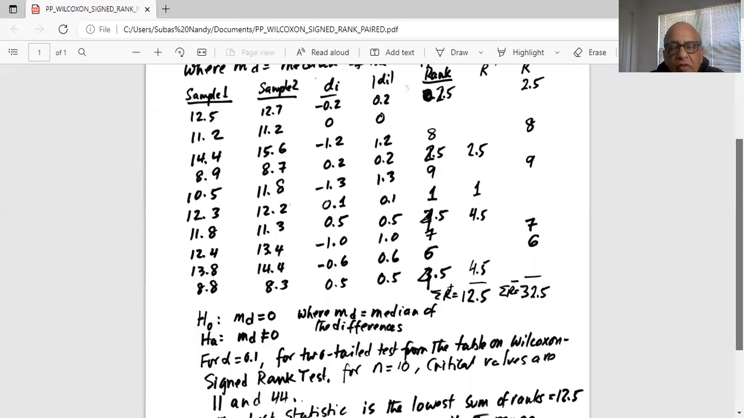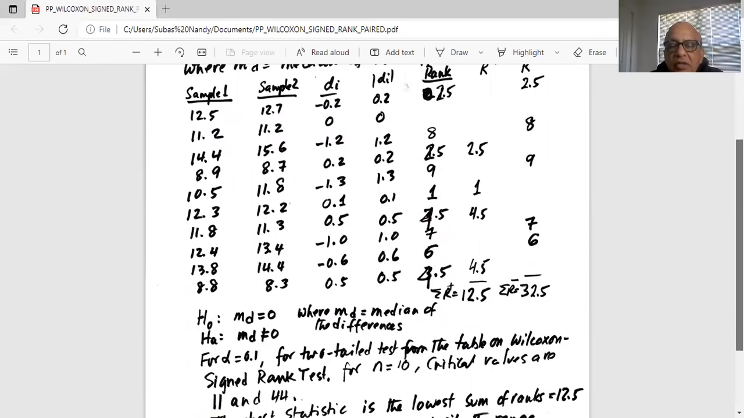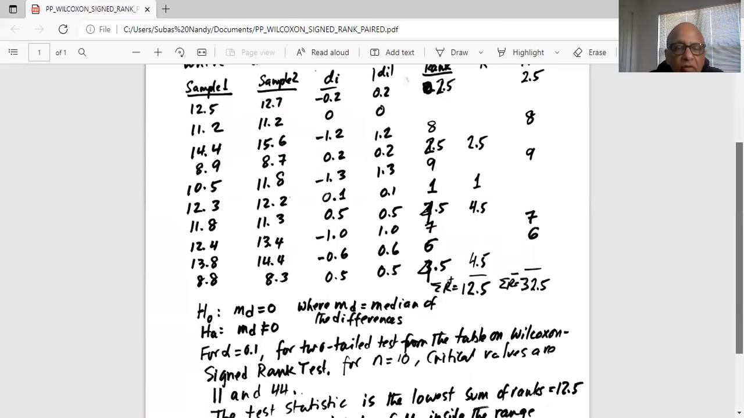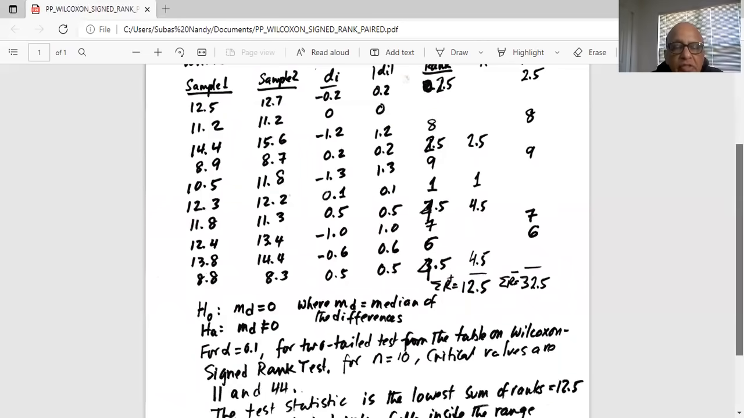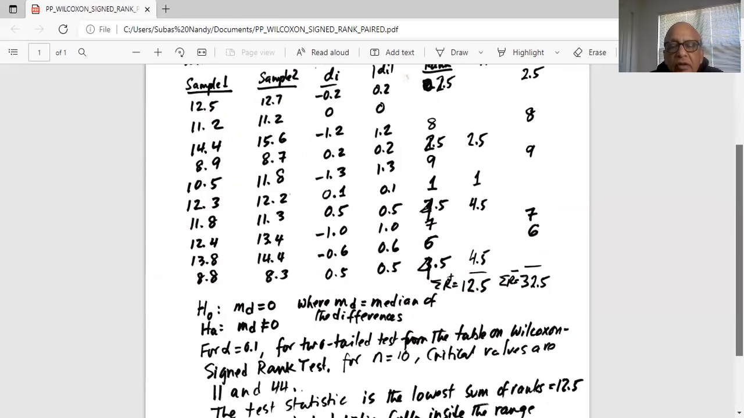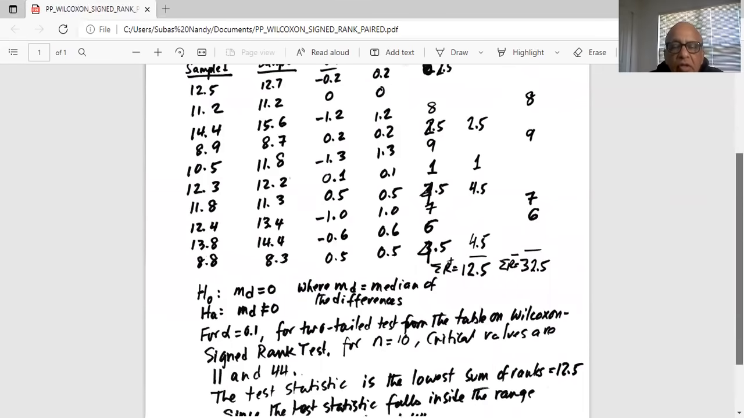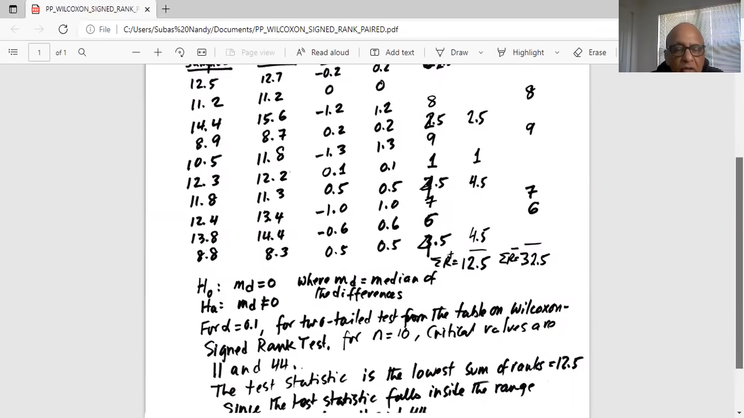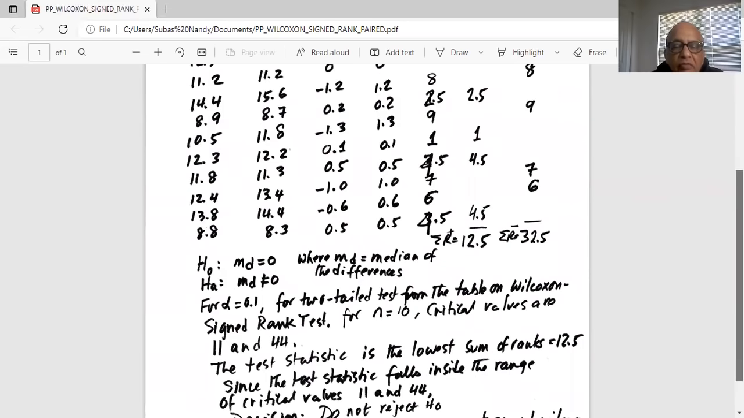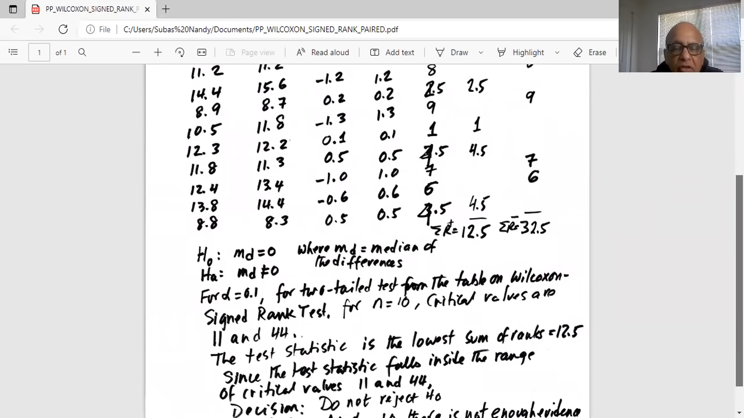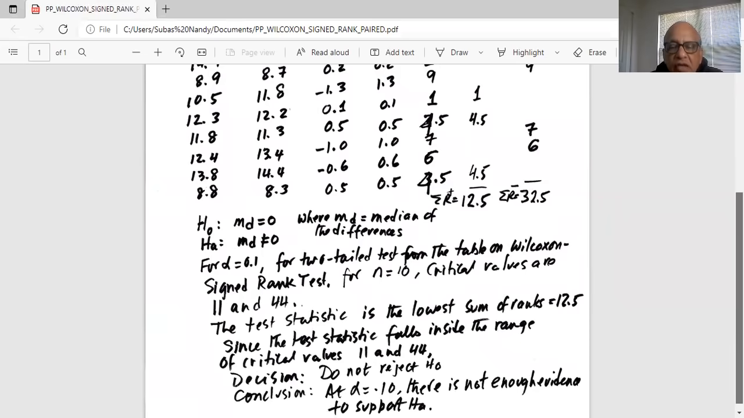Remember, the null hypothesis is MD equal to zero, alternate MD not equal to zero. MD is the median of the differences, okay? Now, for alpha equal to 0.1, for a two-tailed test, from the table on Wilcoxon signed rank test for N equal to 10, critical values are 11 and 44. Now, the test statistic in this case is the lowest of the sum of the ranks, which is 12.5. Since the test statistic value of 12.5 falls inside the range of critical values 11 and 44, decision is do not reject H0. Conclusion: at alpha equal to 0.1, there is not enough evidence to support HA.